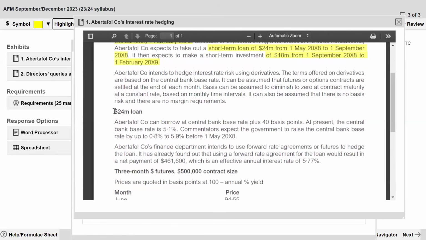Now it says $24 million loan. What is the information that is given? Abertafol can borrow at the central bank base rate plus 40 basis points. So this is what you can borrow at, central bank base rate plus 40 basis points. At present, the central bank base rate is 5.1%. Commentators expect the government to raise the central bank base rate by 0.8% to 5.9% before 1st May 2008.